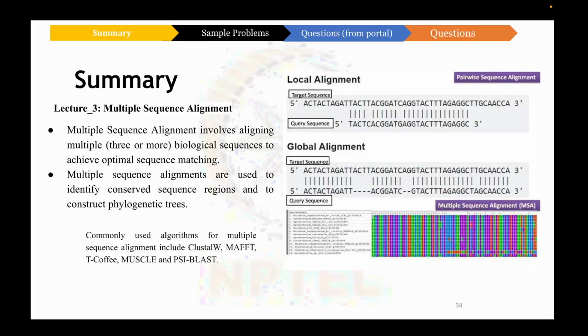In heuristic algorithms, the first part is the progressive method. Progressive methods are also known as tree-based algorithms, and they involve stepwise assembly of multiple alignments based on pairwise similarity. This method is called progressive because it aligns sequences in a stepwise manner. The first step is to perform a pairwise alignment of all sequences using the Needleman-Wunsch global alignment method and record the similarity scores. Then it converts the similarity scores into evolutionary distances to create a distance matrix.